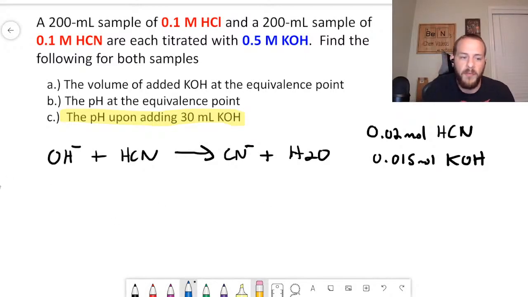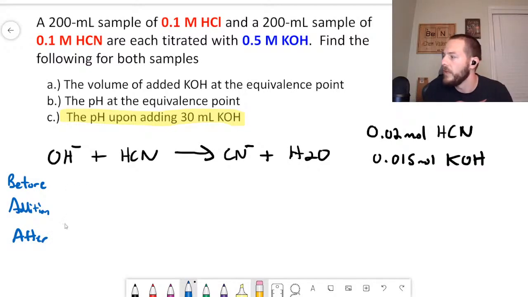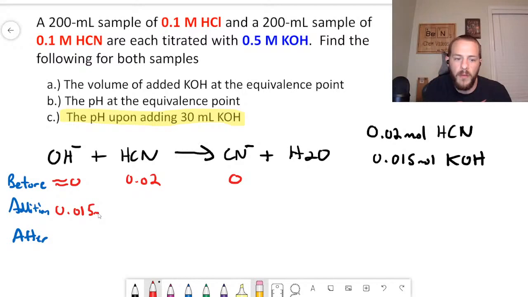And now that we have this equation up, we can do our little table, where we have before the addition, what the addition is, and then after the addition. So initially, approximately 0 hydroxide, 0.02 moles of HCN, and no CN-. What is the addition? Well, the addition is 0.015 moles.